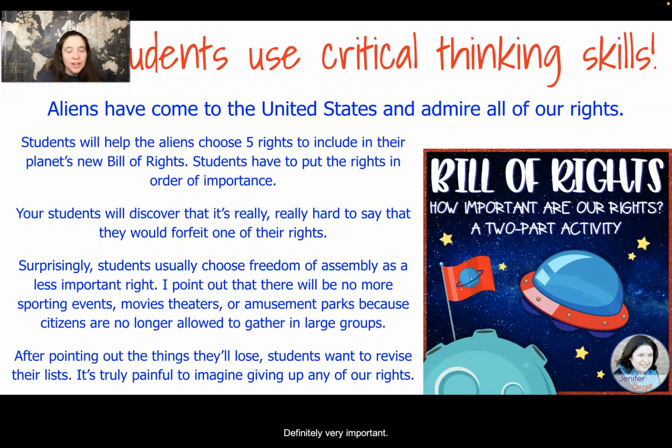Critical thinking, definitely very important. This is an activity that I do with my students every year, and it's one of those fun, super critical thinking activities that they will remember for the rest of the year. So how I set it up is I say that aliens have come to the United States and they admire all the rights that we have. But in their country, on their planet, they can only have 5 rights included in their Bill of Rights.